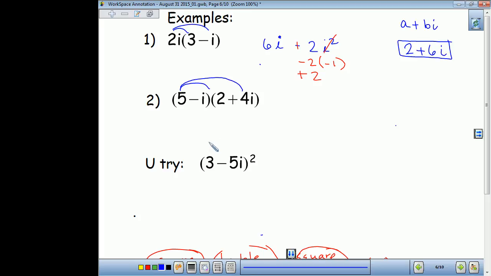Okay, we're going to distribute here. I'm going to take this first complex number and focus on the real part. I'm going to distribute the real part through the second complex number. 5 times 2 is 10, and 5 times 4i is 20i.